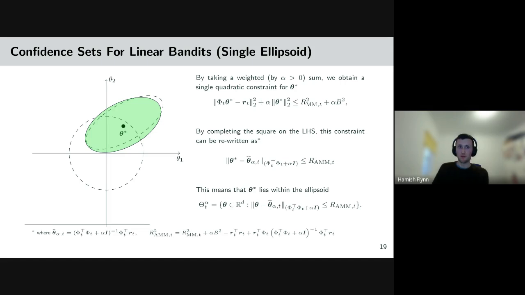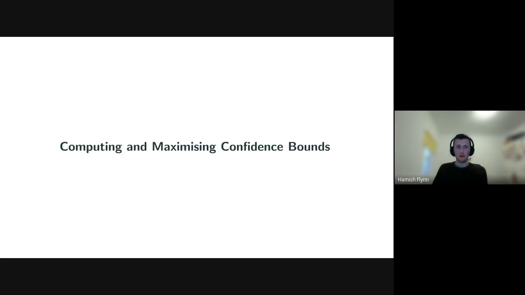And because we took a weighted sum of the previous two constraints, this confidence ellipsoid is always larger than our double ellipsoid confidence set. Okay, so to run LinUCB with our confidence sets, we need to be able to compute and also maximize the corresponding UCBs. So I'm now going to describe how we can do that.